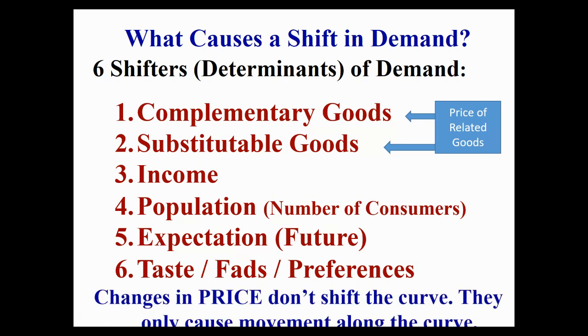Once again, changes in price don't shift the curve. Now, don't get confused when we talk about price of related goods, complementary and substitutable. Okay? Don't get that confused. We're talking about if the price of a hot dog falls, people are going to buy more hot dogs, but what happens to its complementary good? If hot dogs go on sale, that's a fall in price, right? But what happens to buns? Buns shift right. What happens to hamburgers? They shift left if hot dogs go on sale.